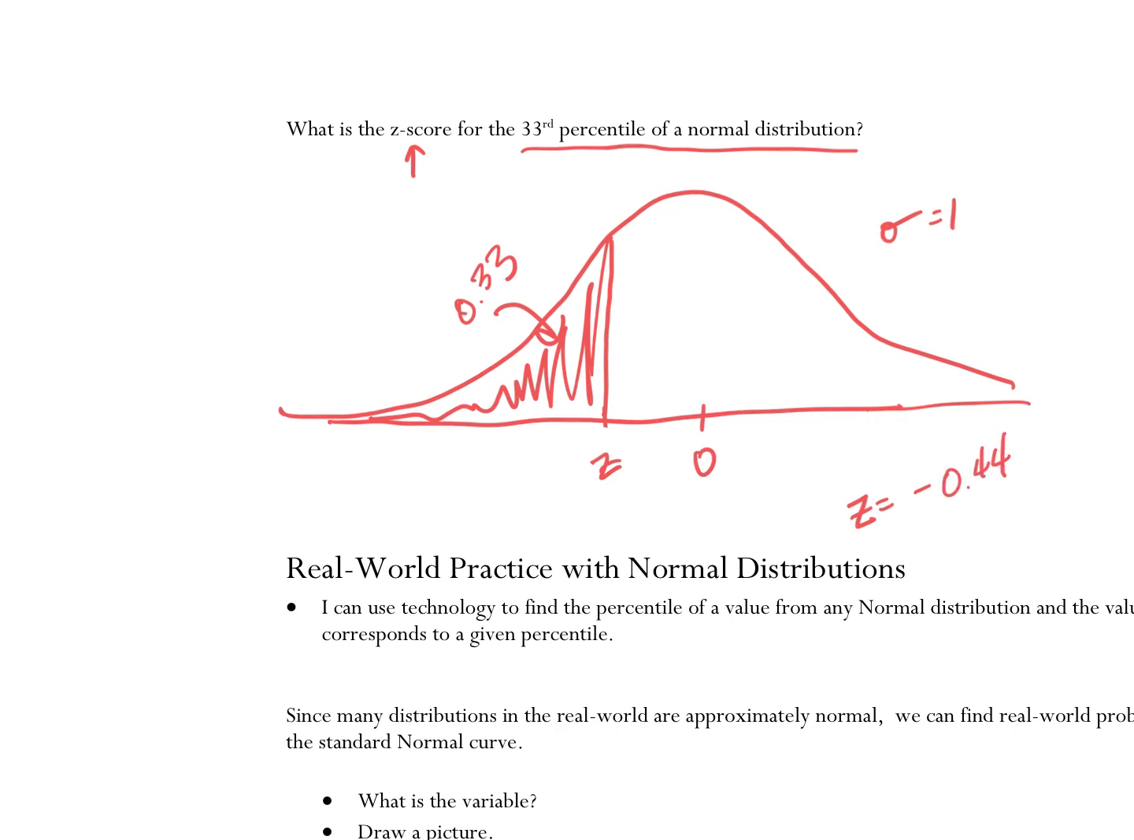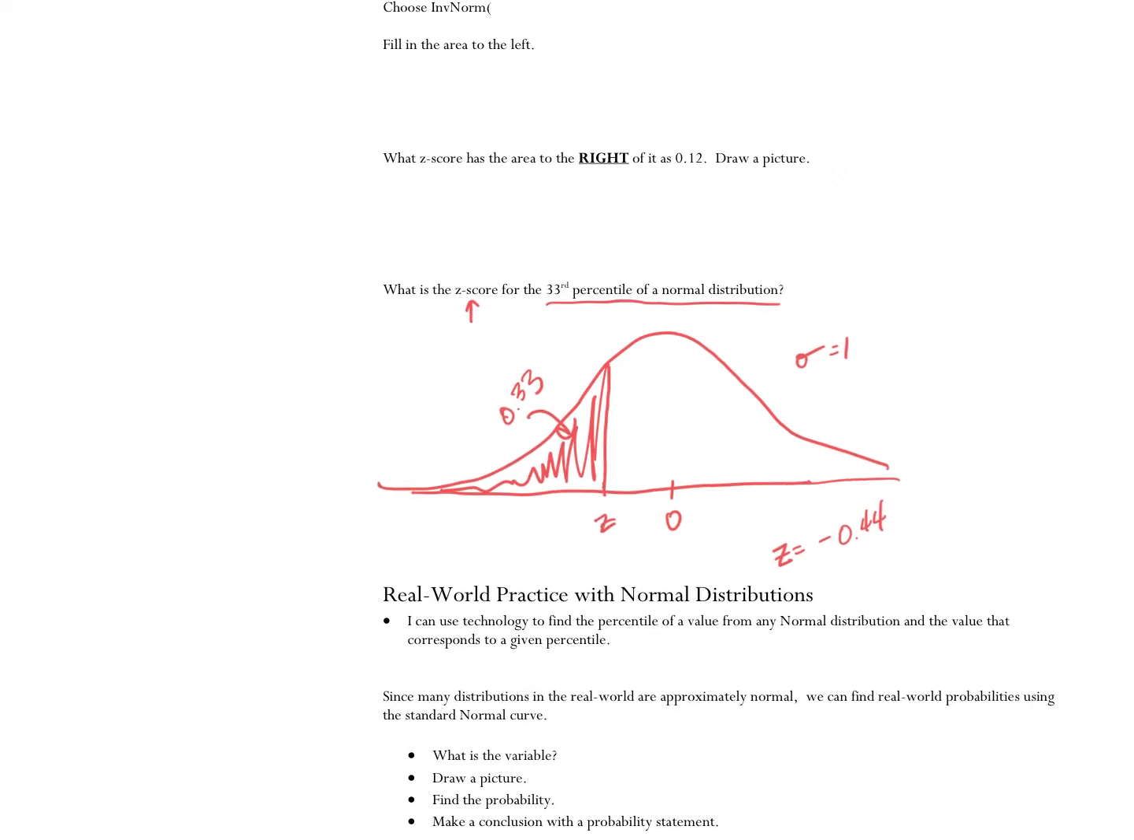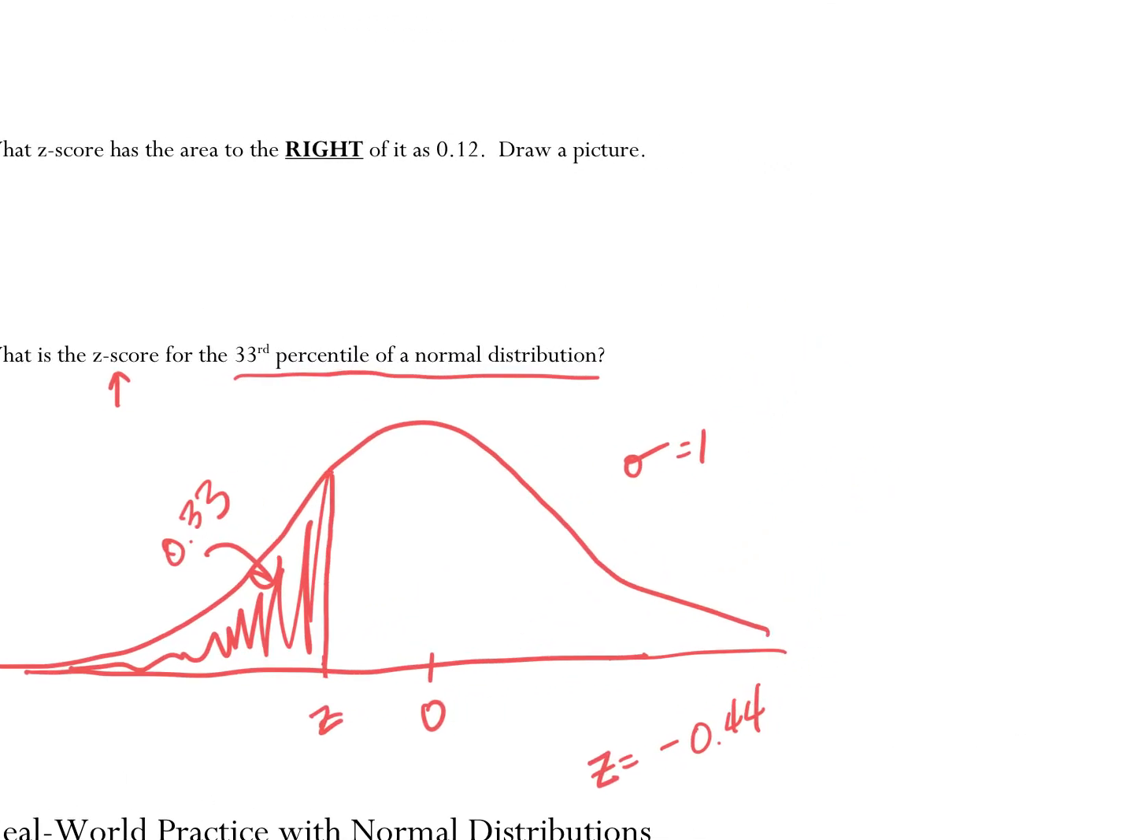Which calculator function do I put in here? This is inverse norm because we know the area. All right. Real quick, one more. What if I tell you that it's a right-hand area of 0.12? Which z-score, so for which value down here, gives me a right-hand area of 0.12?